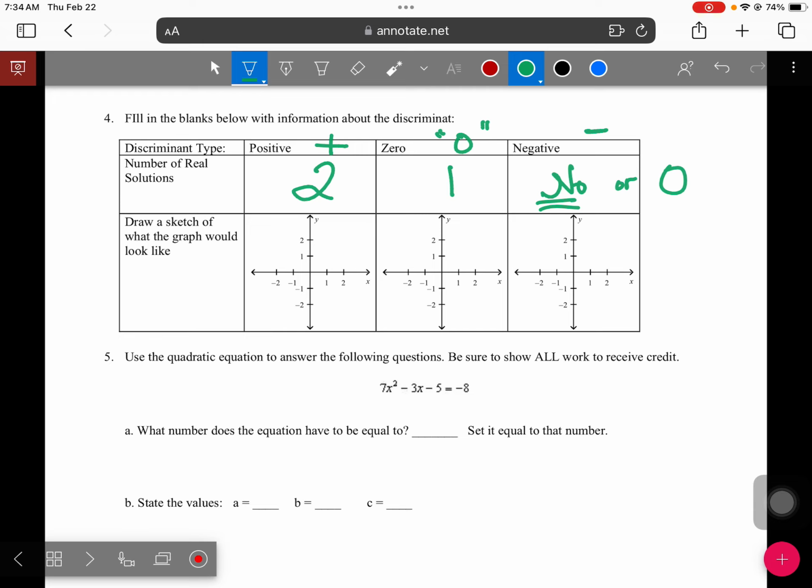None. So drawing a sketch, if I'm going to have 2 roots, I need to make sure that it crosses that x-axis in 2 different spots. Okay? Hopefully, you should be easily able to circle those.